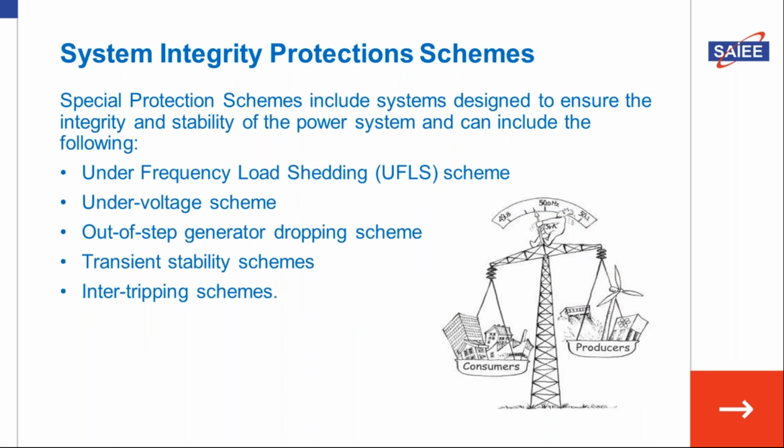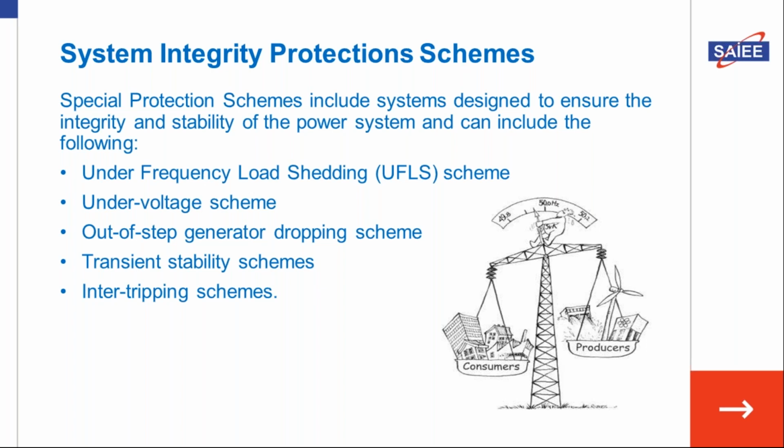Then with everything we look at, obviously, if we have faults on the system, we should have a system that is flexible to make sure that we are able to correct it. This is when we bring in the system integrity protection schemes. These include the design to ensure the integrity and stability of the power system, and can include the following.